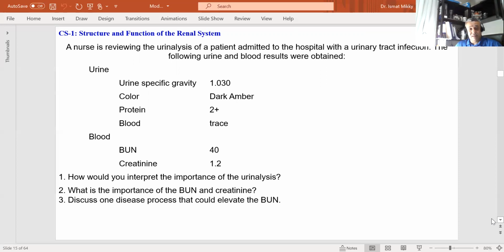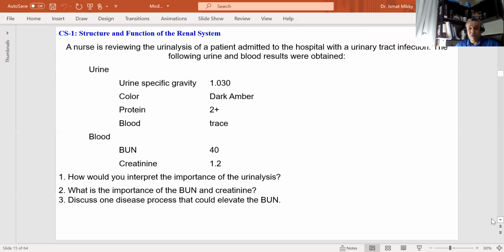Now, the urinalysis is the most important first step in evaluating kidney function. So we have to evaluate the kidney function by requesting the urinalysis, and as we review the urinalysis results, we are reviewing the kidney function. The specific gravity is the measure of the urine concentration, and the normal value is between 1.015 and 1.025. In this case, the elevated specific gravity demonstrates there is an increased concentration of the urine.